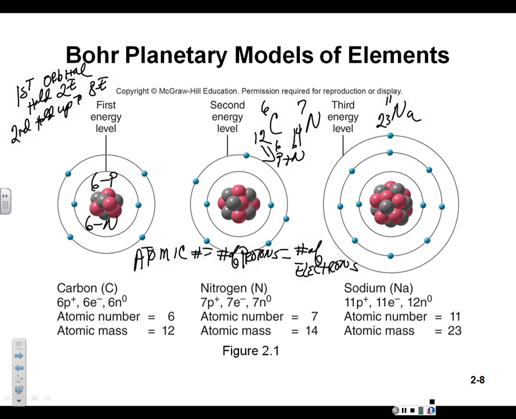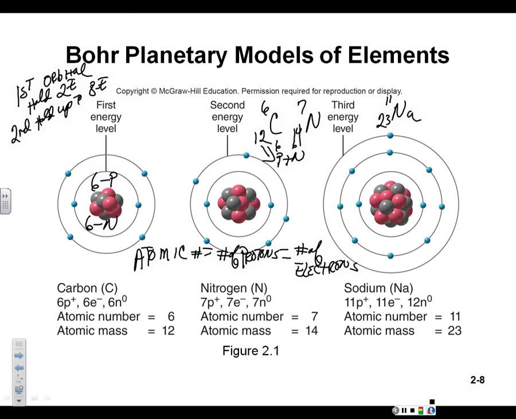All right, nitrogen. What's the atomic number for nitrogen? What's the number of neutrons for nitrogen? All right. How many protons does nitrogen have? How many electrons? How many in the first orbital? How many in the second orbital? What's the valence? 3.